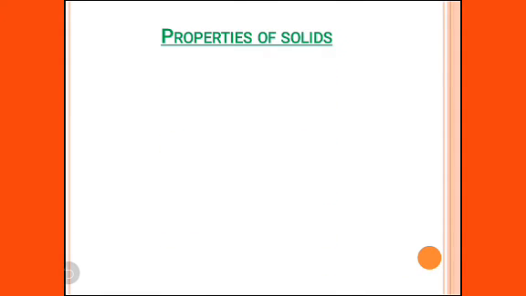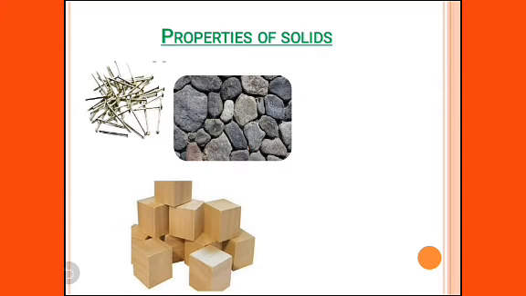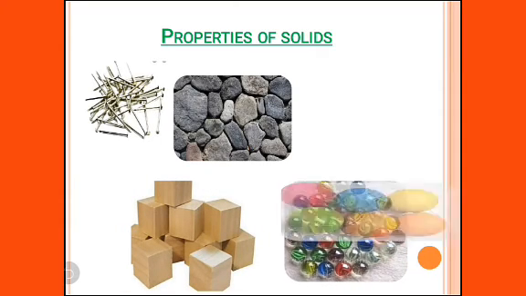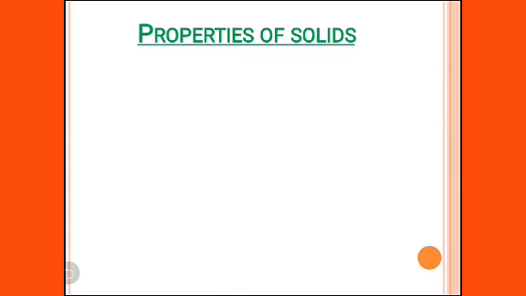So, try to collect some solids from your surroundings such as pieces of iron, stones, wooden blocks, glass marbles, and rubber balls. Observe their shapes and sizes by keeping them at 2 or 3 different places. Do you notice any change in their shapes and sizes? Obviously, there will be no change in size and shape of any object. So, what are the properties of solids?